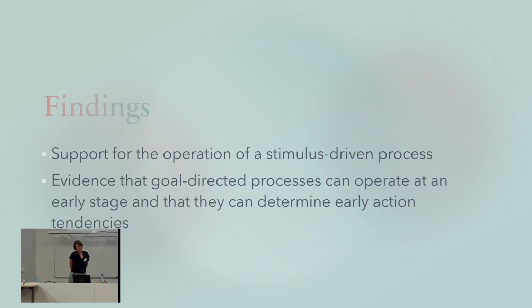So the findings show that, first of all, as a baseline, there is a stimulus-driven process that is operating. But we also found that if we install a goal-directed process that goes against the stimulus-driven process, then this goal-directed process is stronger, and it determines the action tendencies that people show.